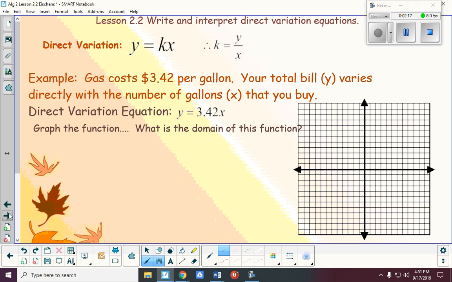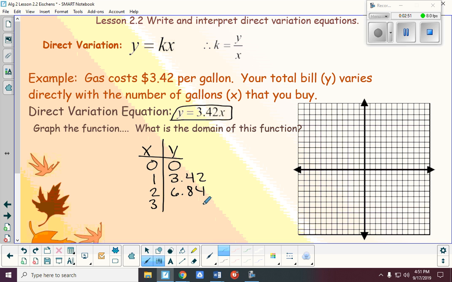All right, so to graph this, let's make an XY chart. So if we think about the domain, what would be the smallest amount of gas you could put in? Well, you could start at 0, not put any in, and the cost would be 0 then. You could not use a negative number here because we don't put in negative gallons of gas. Then we could put in 1, for example, and we would have 3.42 for our total. You could put in 2, it would be 6.84. You could put in 3, that would be 10.26. And you could keep going. You could even put in 1.5 or 2.5, whatever.